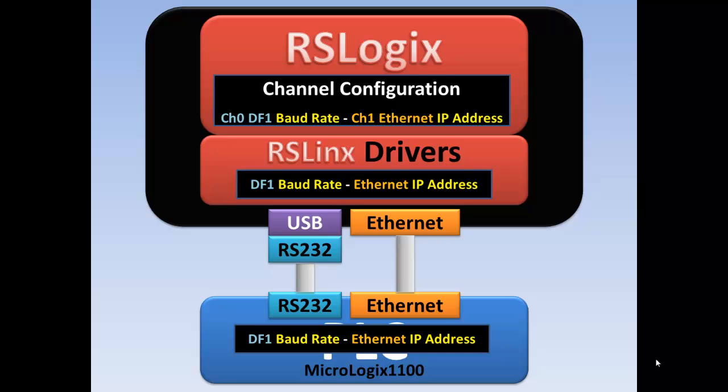So when you look at this diagram, at any given time after you've done some project development, done some downloads, how many different locations are there for a baud rate for the channel 0 DF1 driver? How many locations are there for an IP address associated with the Ethernet port?